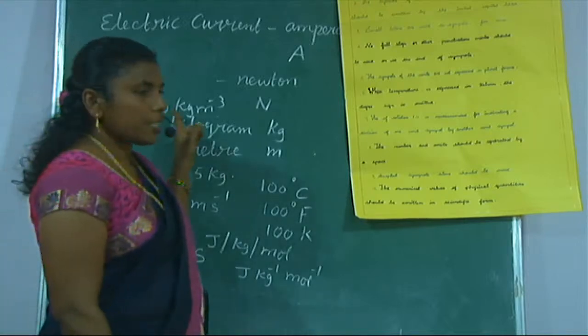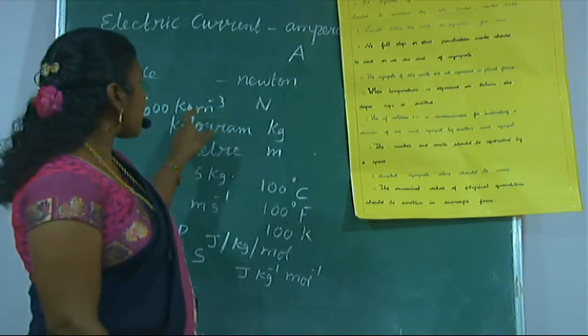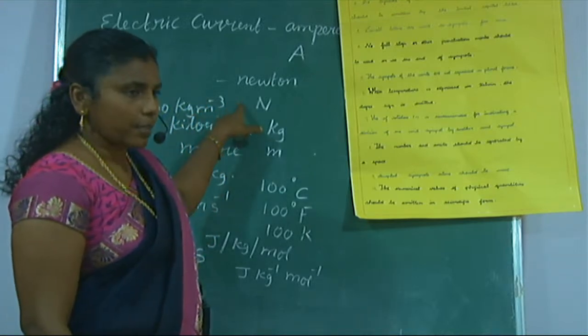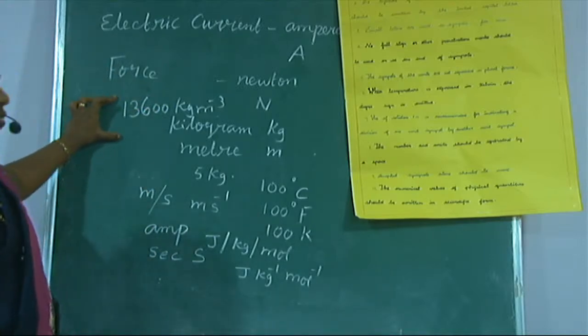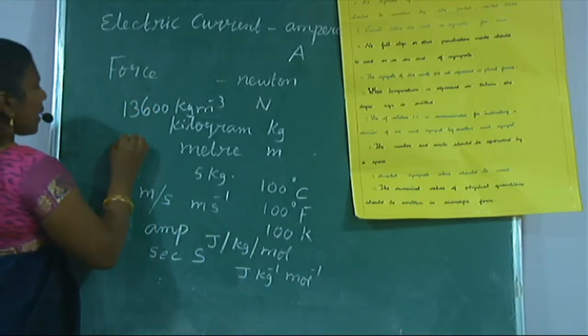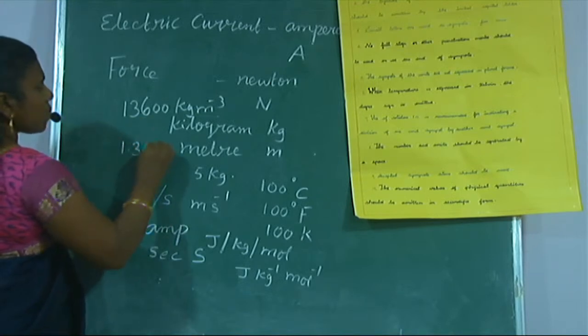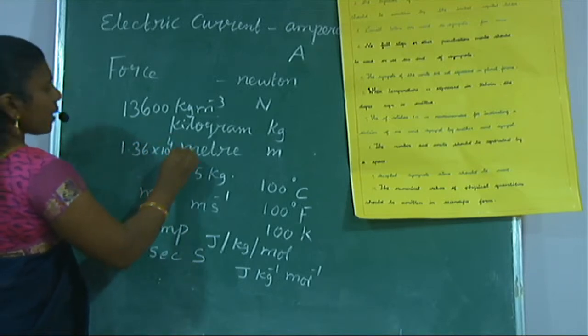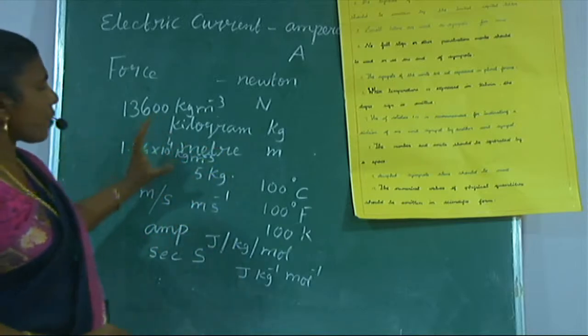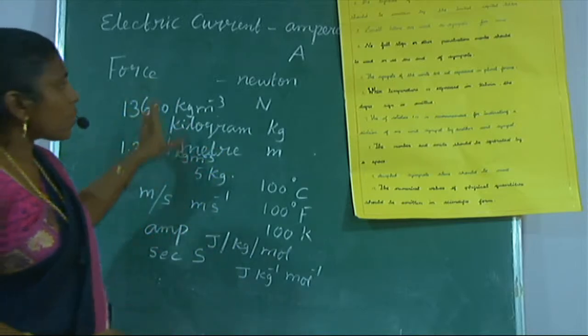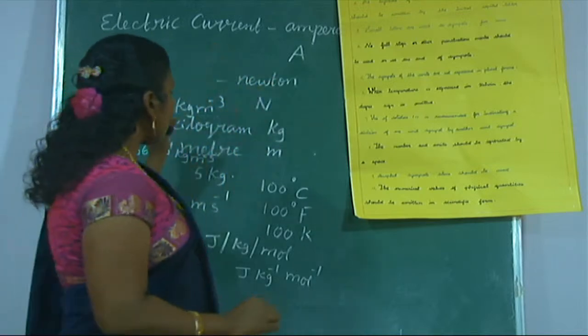13,600 is the density of mercury. The unit is kilogram meter power minus 3. This numerical value we have to write in scientific form, so that is 1.36 into 10 power 4 kilogram meter power minus 3. So the scientific form we have to write. These are the 10 rules.